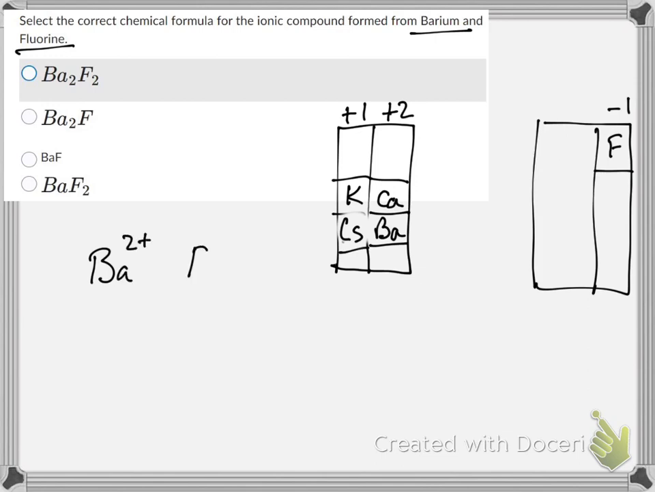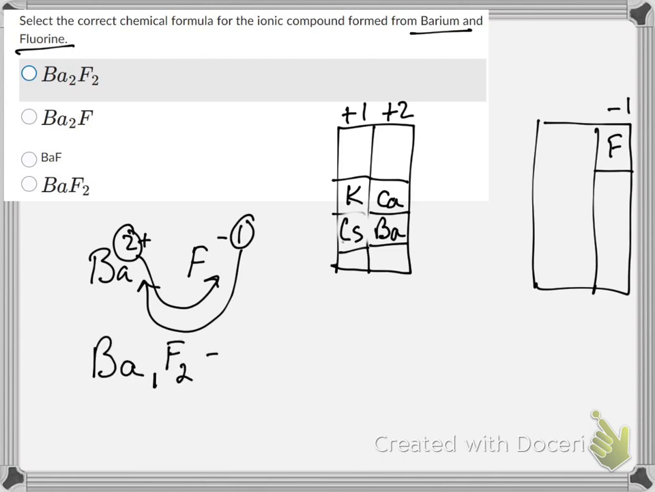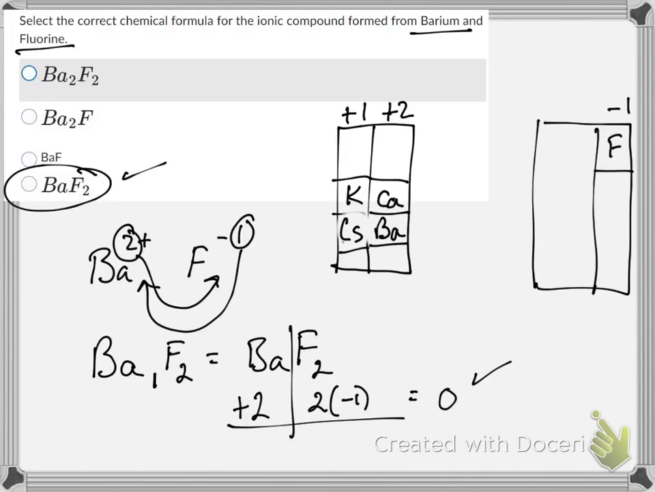So we put these charges together: barium 2+, fluoride -1. Then we swap the charges and put them as subscripts. If we do that, we get Ba1F2, or just barium fluoride, BaF2, and we double check the charges. If barium is +2 and 2 fluorides are at -1, we sum those together, it equals 0, and our total charge is 0.